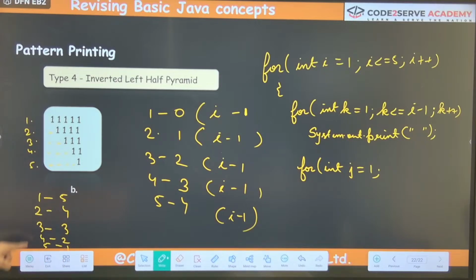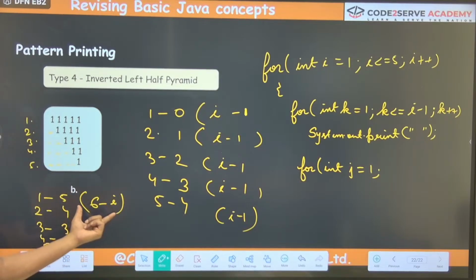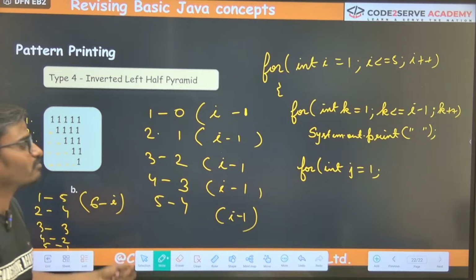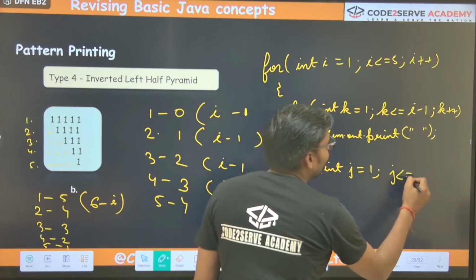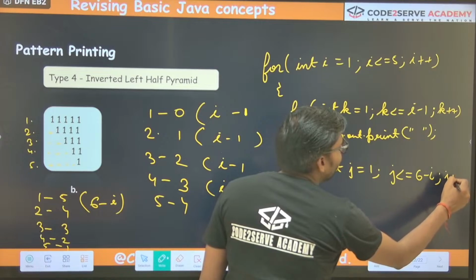Now again, you have to build the logic for J also. So what will be the logic for J, you think of? When you are in row number 1, you need the value 5. When it is row 2, then you need 4. So if we write 6 minus the row number, what will happen? 6 minus 1 is 5, 6 minus 2 is 4, 6 minus 3 is 3, 6 minus 4 is 2. So we have derived a formula that J should be less than or equal to 6 minus I, and j plus plus.